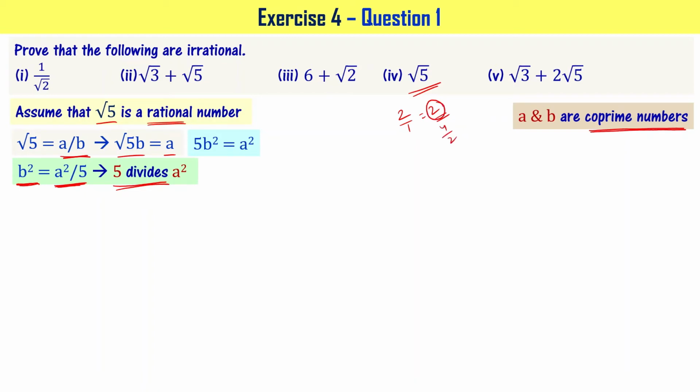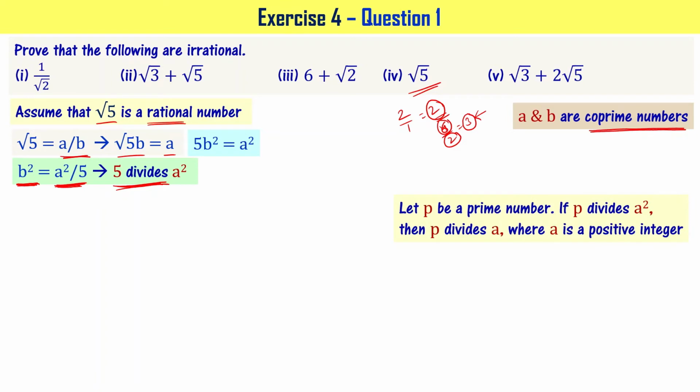Same is true with, maybe let me write, 6 by 2 equal to 3. It means 2 divides 6. For that reason, we are getting 3 as the answer, which is an integer, right? If you go by that, a square by 5 is equal to b square. It is an integer. That's why 5 divides a square. Please note this. We have learned a statement in this chapter that says let p be a prime number. If p divides a square, then p also divides a, right? Here we said that 5 divides a square. It means 5 also divides a, right?